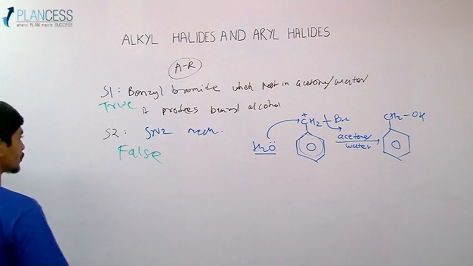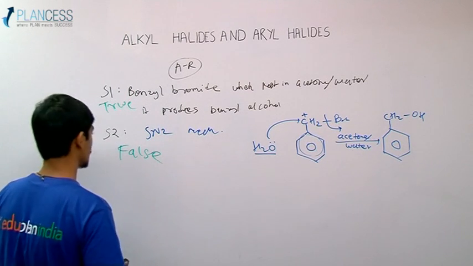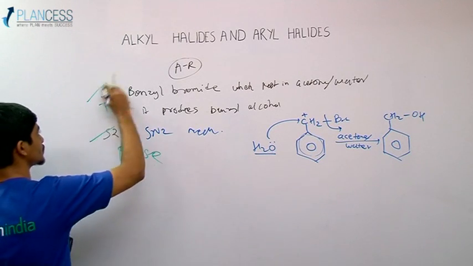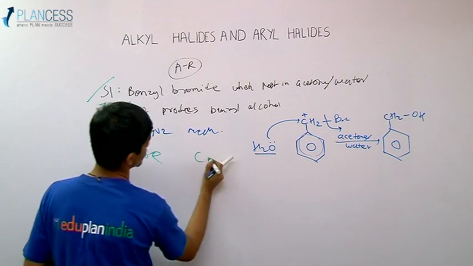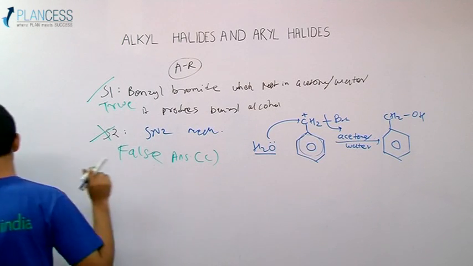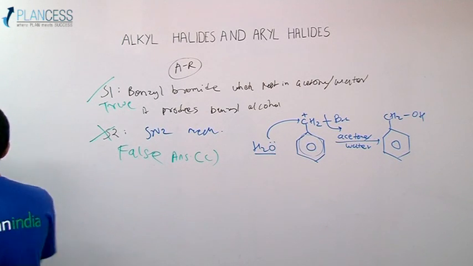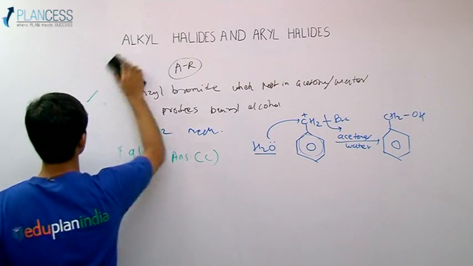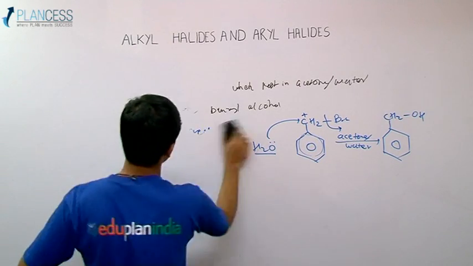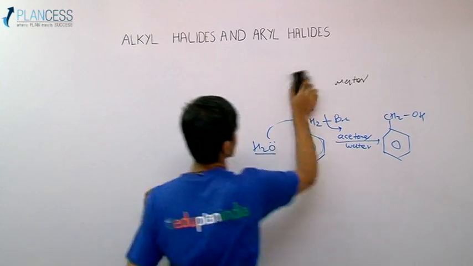Fine. So this was the assertion reasoning question, and finally what is the answer? Statement 2 is false, statement 1 is true. So we get the answer as C. Very simple question. Fine. Now let us do a difficult question. I am just telling you it is difficult, but don't believe me. It might be simple for you.